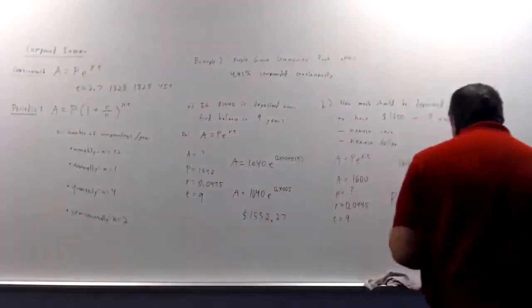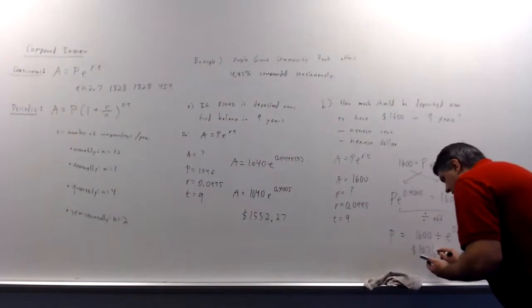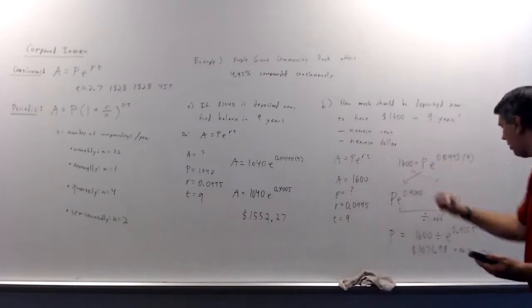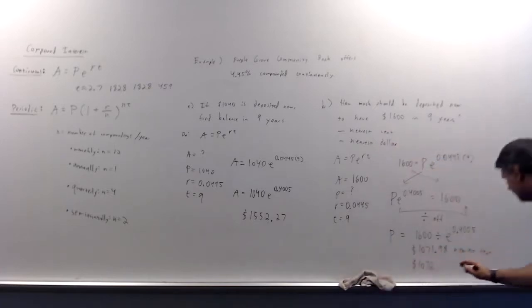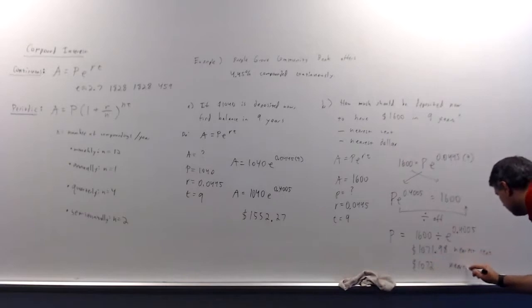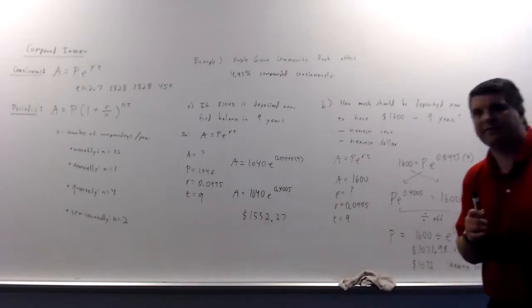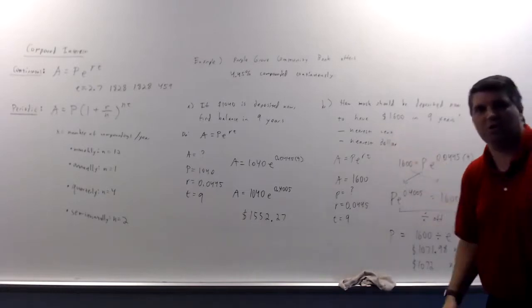Okay, so the nearest cent, that's going to be $1,071.98. The problem also said it wants the nearest dollar. So the nearest dollar, that is $1,072. Unless given reason to do otherwise, assume nearest cent. Unless given reason to assume otherwise.